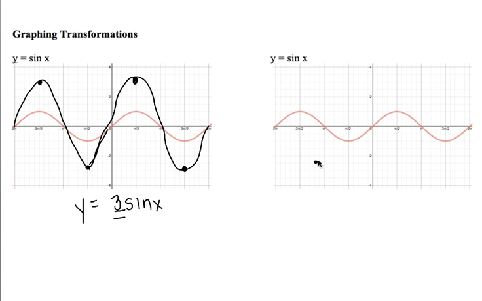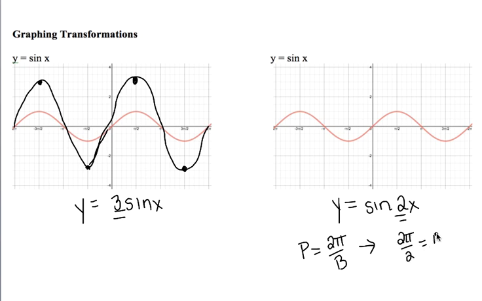In addition to changing the amplitude, maybe we have another change and we're going to graph instead y equals the sine of 2x. If I change the number in front of the x, remember that that's changing the period. The period by definition is 2 pi over b for our sine and cosine functions. So in our case, our period is 2 pi over 2, or in other words, just pi, or 180 degrees.